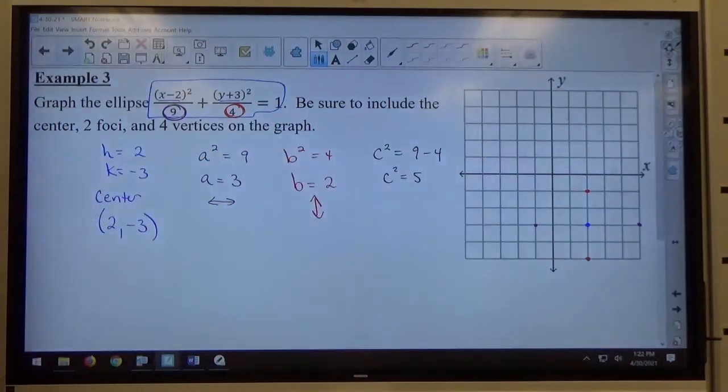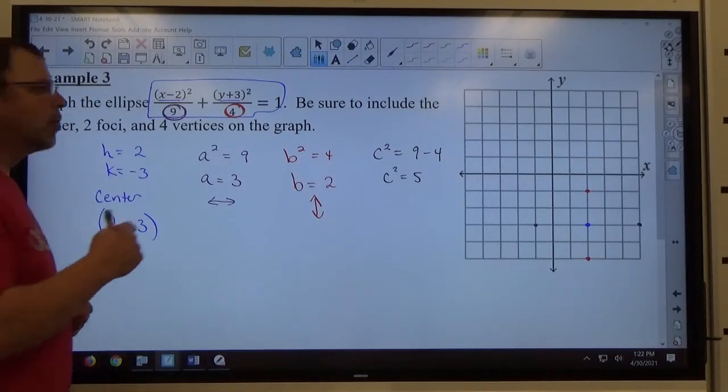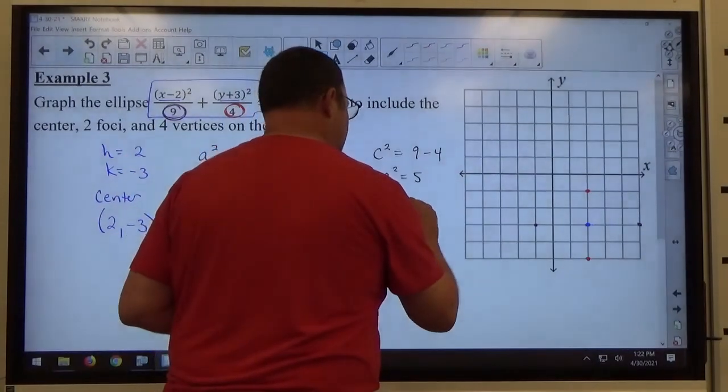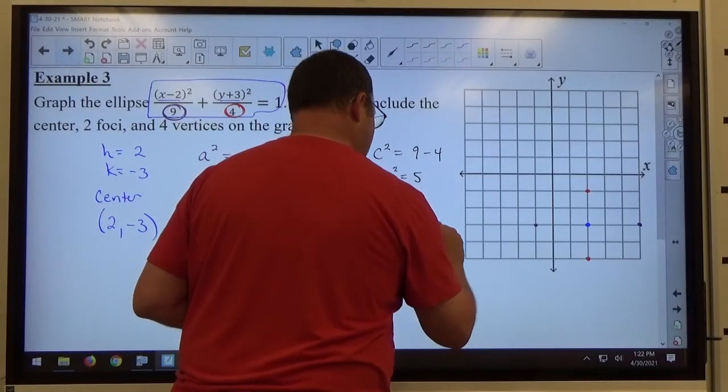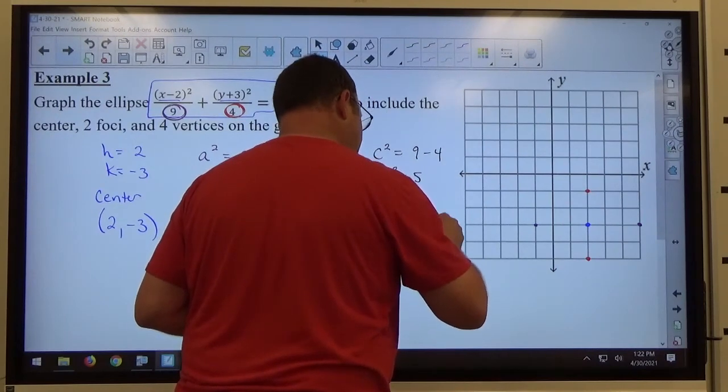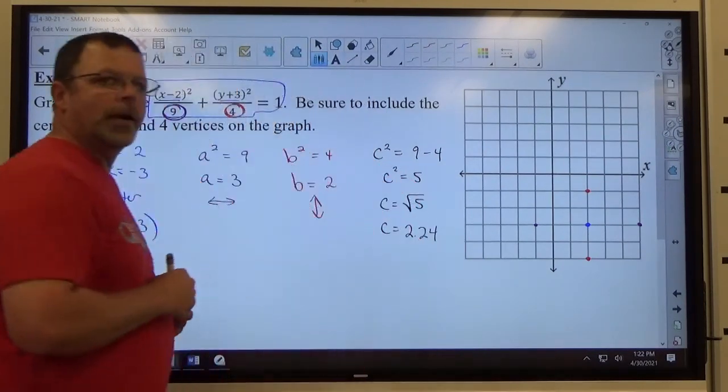You don't have to remember the specific formulas for each one. Just know it's the big one minus the small one because c squared has to equal a positive number. So if c squared is 5, c is going to equal the square root of 5, which is approximately 2.25, is what we got, or sorry, 2.24. 2.24 is what we got in the other class.